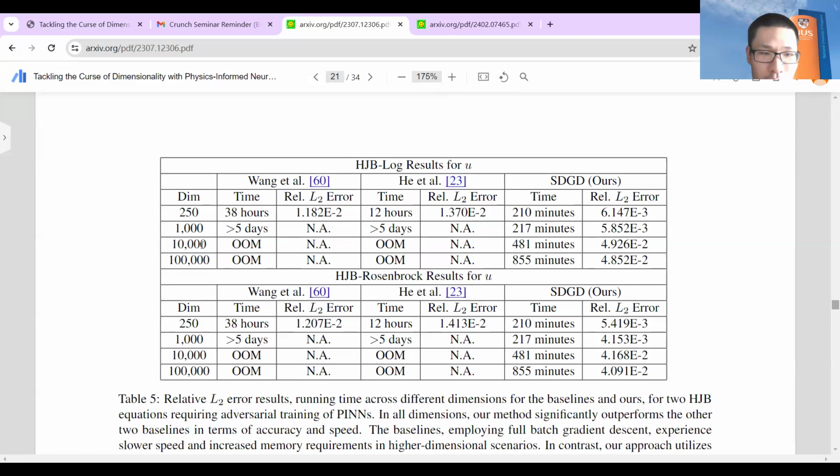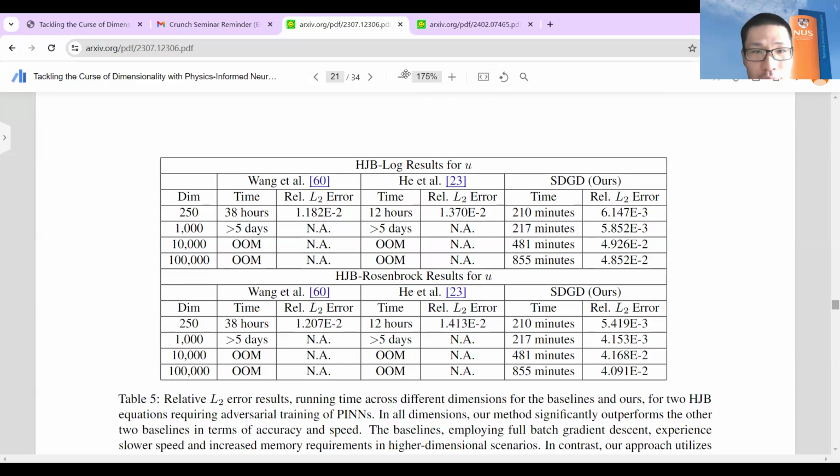We can also go to higher dimensions, where Wang and He's method goes out of memory directly, but we can still train it. So this is for scaling up: the previous method directly failed due to the huge amount of differentiation, but our method can scale up for training. So this is about the Hamilton-Jacobi-Bellman equation.